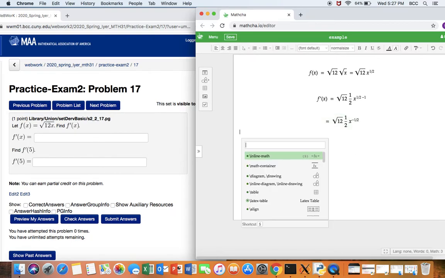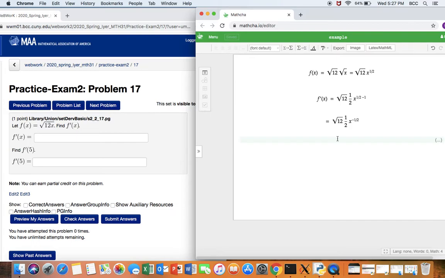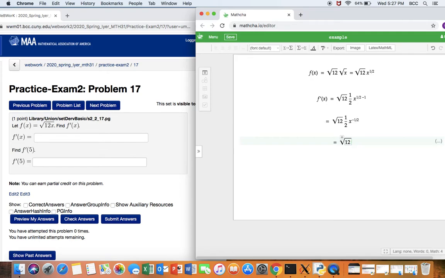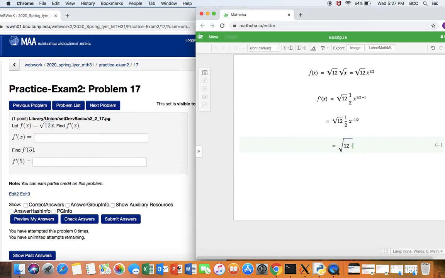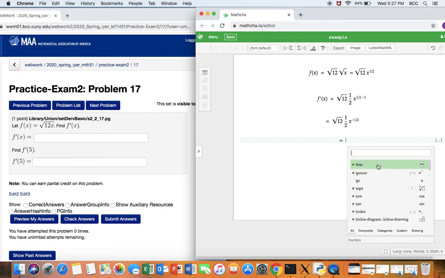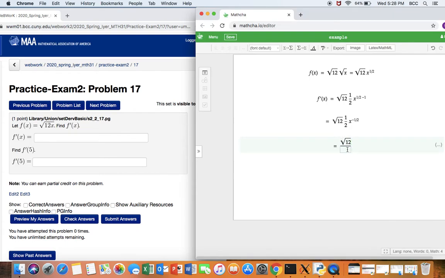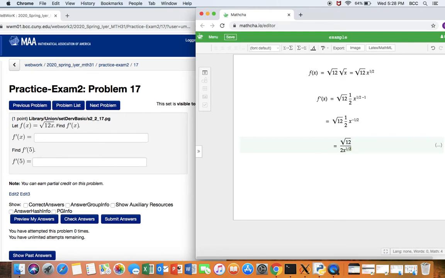So the final form, let me write it. Equals square root 12 over 2, with x to the power 1 over 2 downstairs. Square root 12 remains upstairs, 2 goes downstairs, and x to the power 1 over 2 is downstairs. All right, so this is the derivative of f.